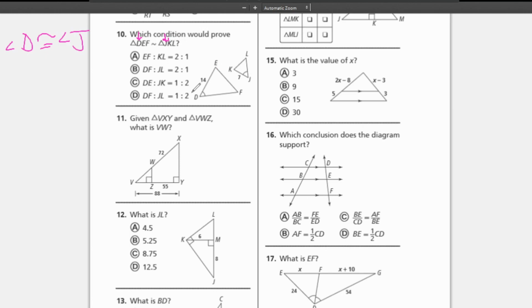Here I can see there's a scale factor between DE, and that is if I just multiply it by 1/2 or divide it by 2, I get KJ. And DE and KJ or JK are corresponding as well. So looking at this picture, there's two things I can use. I can use our rule for angle-angle similarity, or I could potentially use our rule for side-angle-side similarity.